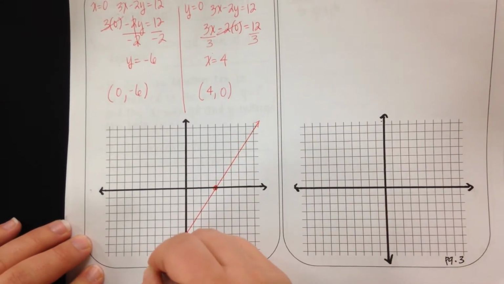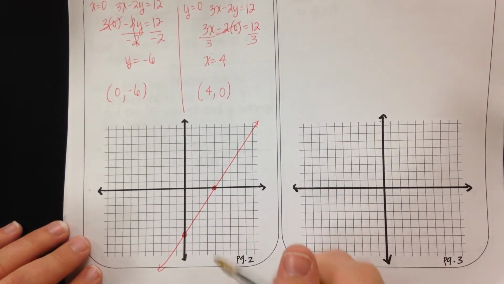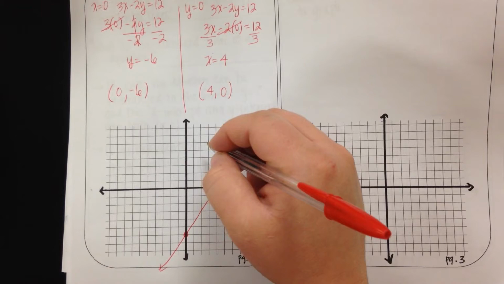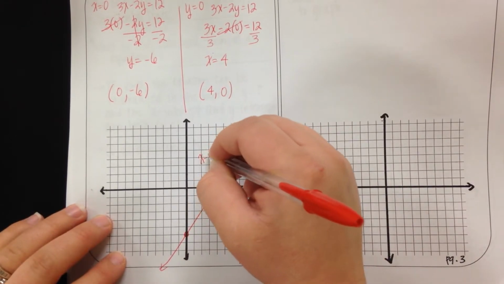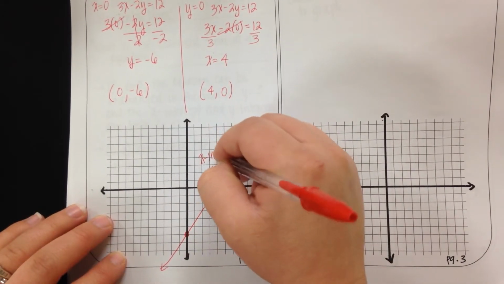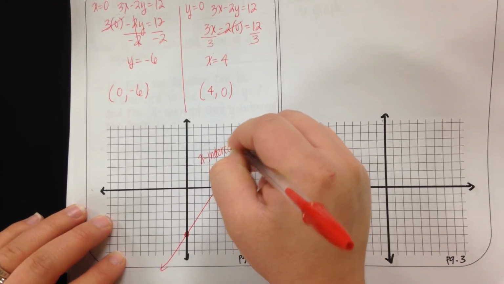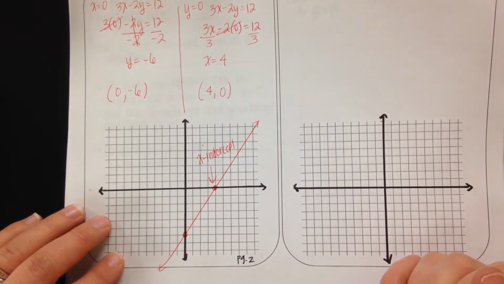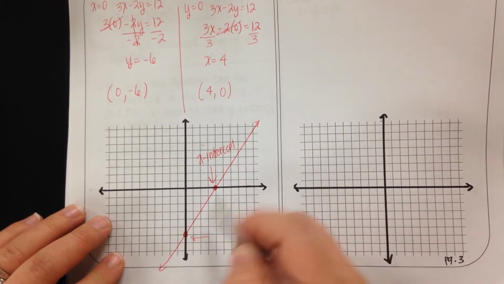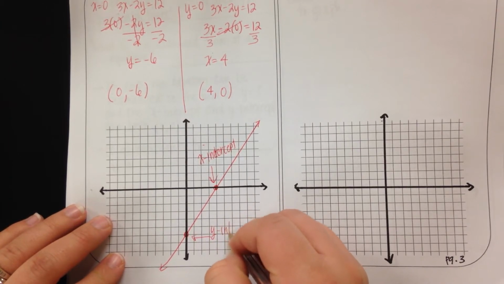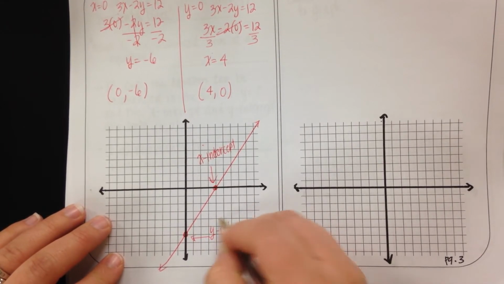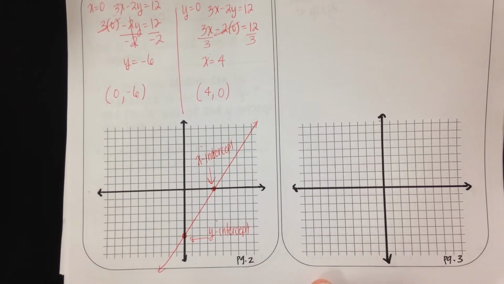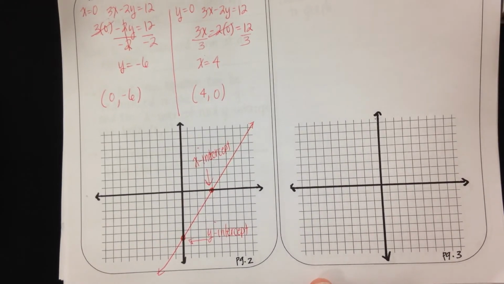Draw your little arrowheads and your things, and that's your graph. Now, for your notes purposes, what I want you to do is label this. You will not have to label this on your homework. X-intercept is right there. This is my y-intercept. Okay, just label it for your notes purposes, but like I said, on your homework, you do not have to.